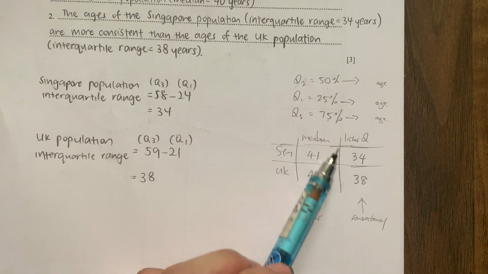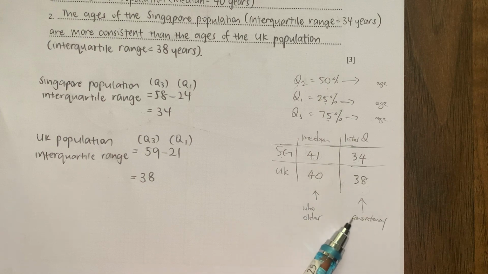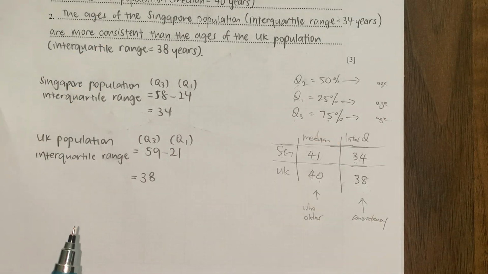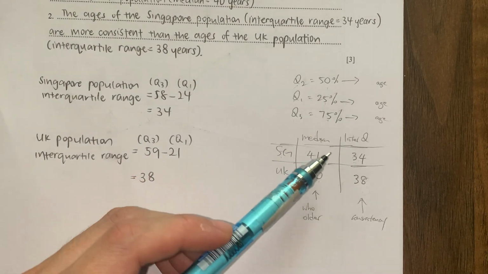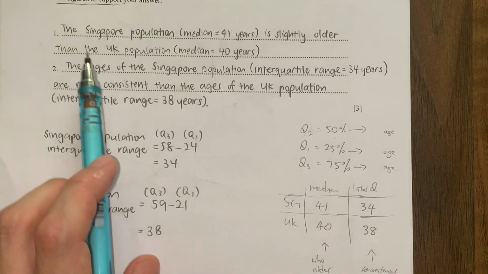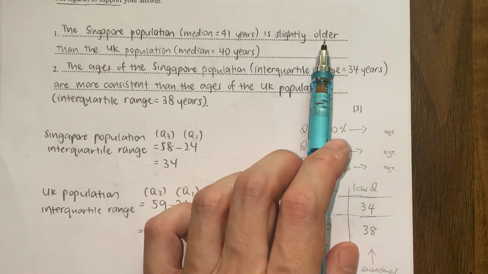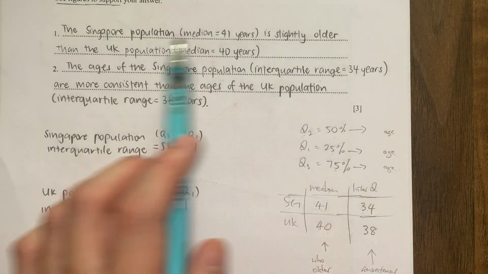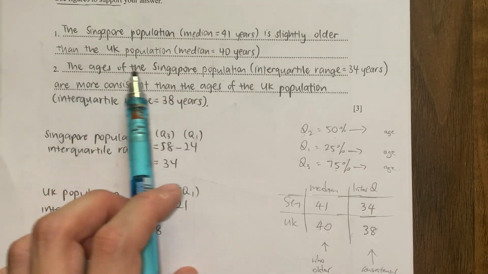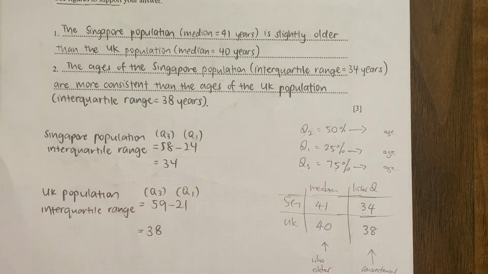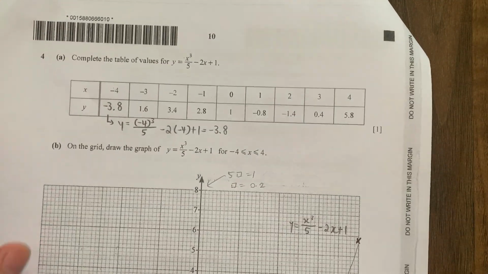And then for interquartile range, the keyword is consistency. So the lower the better, right? Because it shows how much you vary away from the mean in some sense. Okay, so in this case, Singapore is smaller, so Singapore is more consistent. So you can see that in the answer, Singapore population is older because the median is higher. You can say that it's slightly older because the median is higher. That's also okay. And then you can see that the Singapore population is more consistent because the interquartile range is lower. That's it, standard.